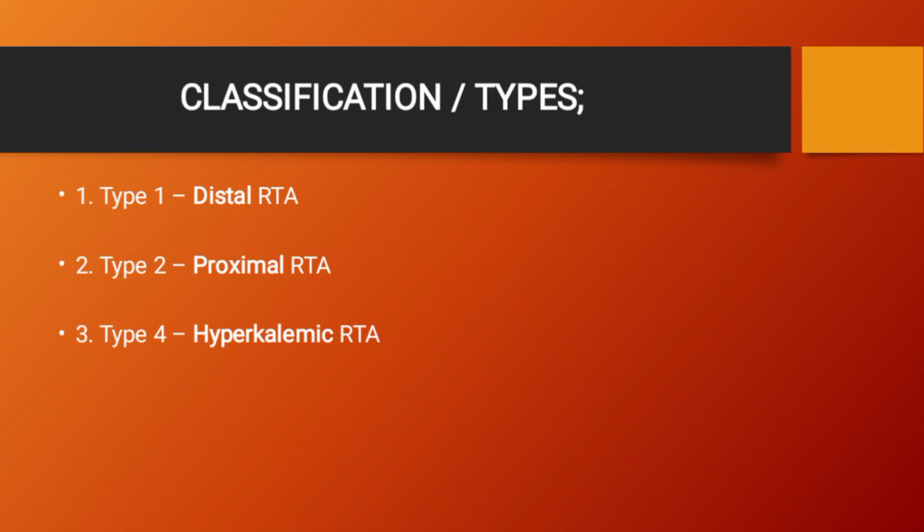How to classify, or what are the types of renal tubular acidosis? Renal tubular acidosis is mainly characterized by three main types. Type 1 is also known as distal renal tubular acidosis, which involves the distal tubule's inability to secrete hydrogen ions. Type 2 is proximal renal tubular acidosis, resulting from proximal tubule failure to reabsorb bicarbonate. And type 4 is hyperkalemic renal tubular acidosis. It is due to hypoaldosteronism or aldosterone resistance leading to hyperkalemia.